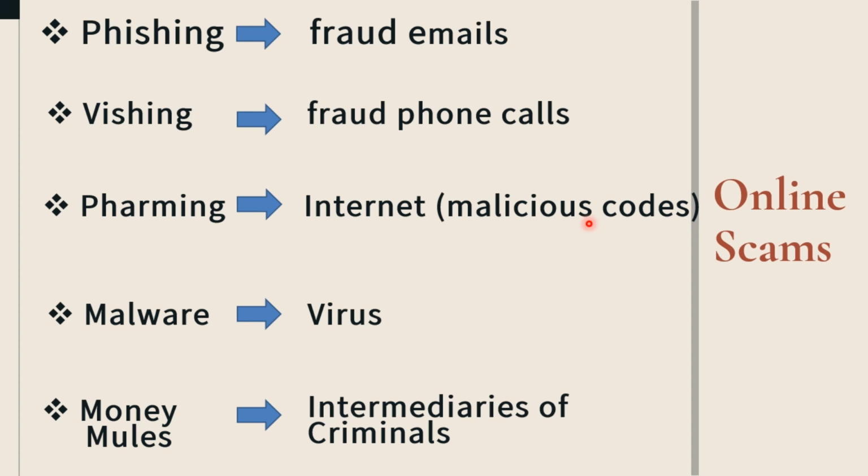The fraudsters or the hackers divert the connectivity of our computer system towards some other system, and in that way they will get the important personal and financial information from the victims. So this is the third type of online scam, which is known as pharming.